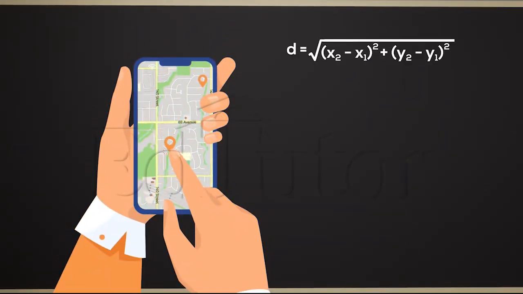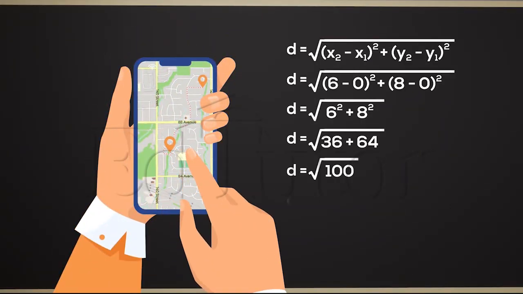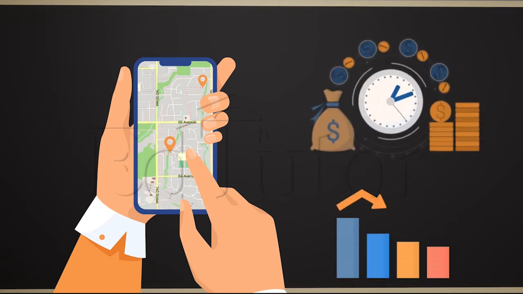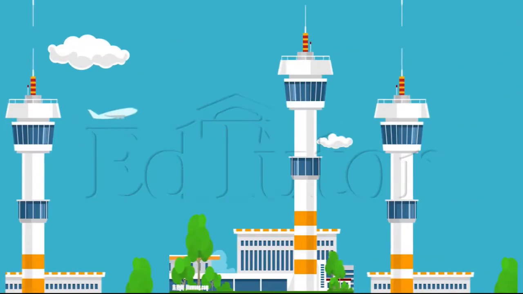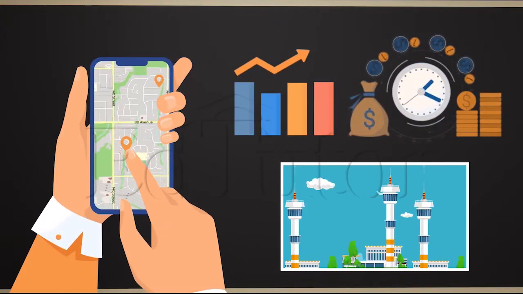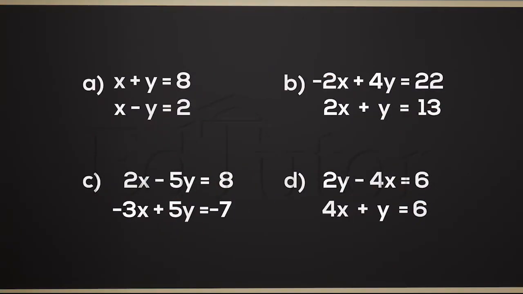Every time you open maps on your phone, you are relying on simultaneous equations to calculate how far away your destination is. Not just that, they can also help you calculate income over time, mileage, or predict company profit. They are even used in air traffic control. They are everywhere. See these 4 pairs on your screen?